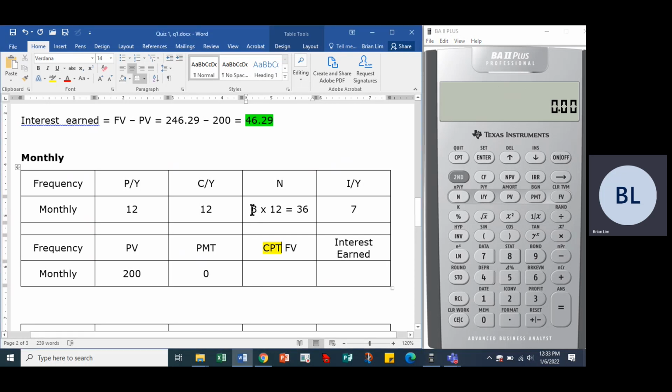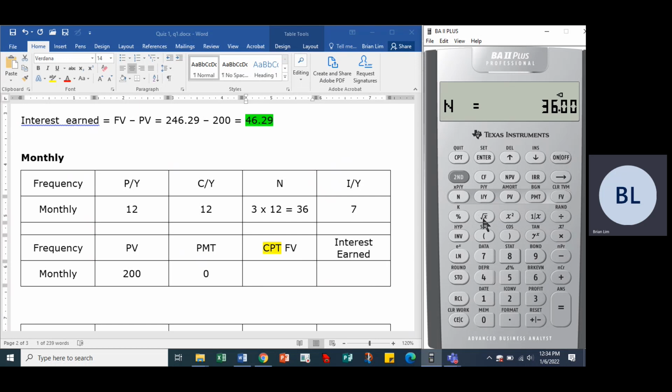Now we still have 3 years, okay? So we enter 3. Sorry, we press on the button 3, the number 3, and second n multiplies 3 times 12, and that gives us the 36. And to enter it, we click on n again. So now n is equal to 36. So 36 is the number for n, or n is equal to 36. All right, it has been entered.